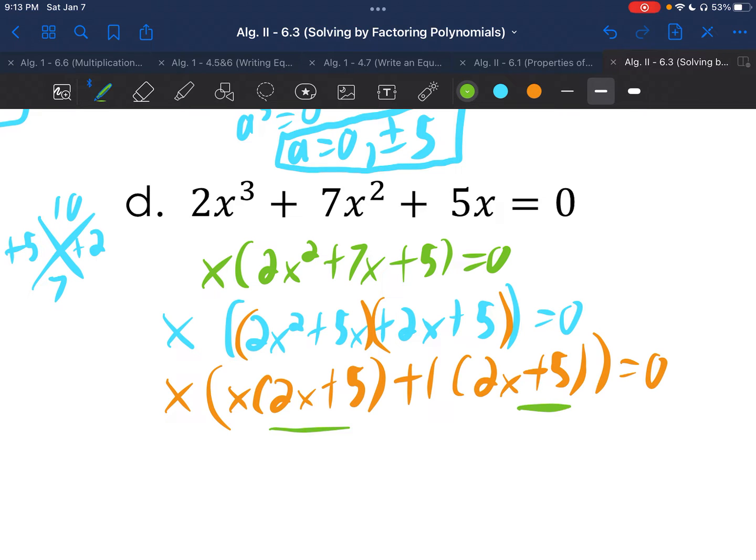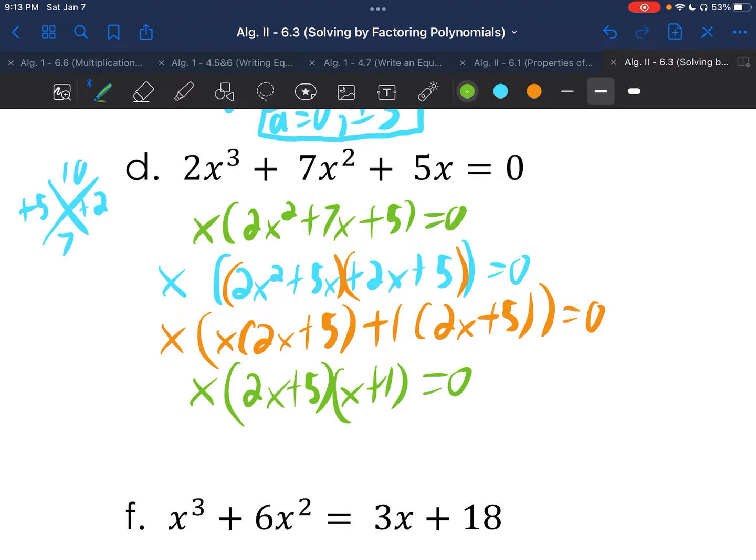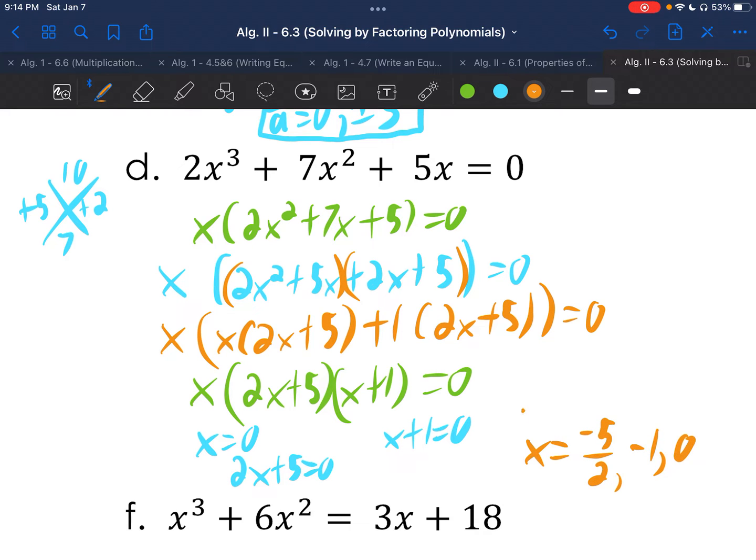Now we say those are the same parenthesis, that's good. Put that in front. Leftovers make x plus 1 as the other parenthesis. And the x out in front. And it equals 0. None of these can be factored further, so we set each equal to 0. x equals 0. 2x plus 5 equals 0. And x plus 1 equals 0. Solving each of these results in negative 5 over 2, negative 1, and 0.